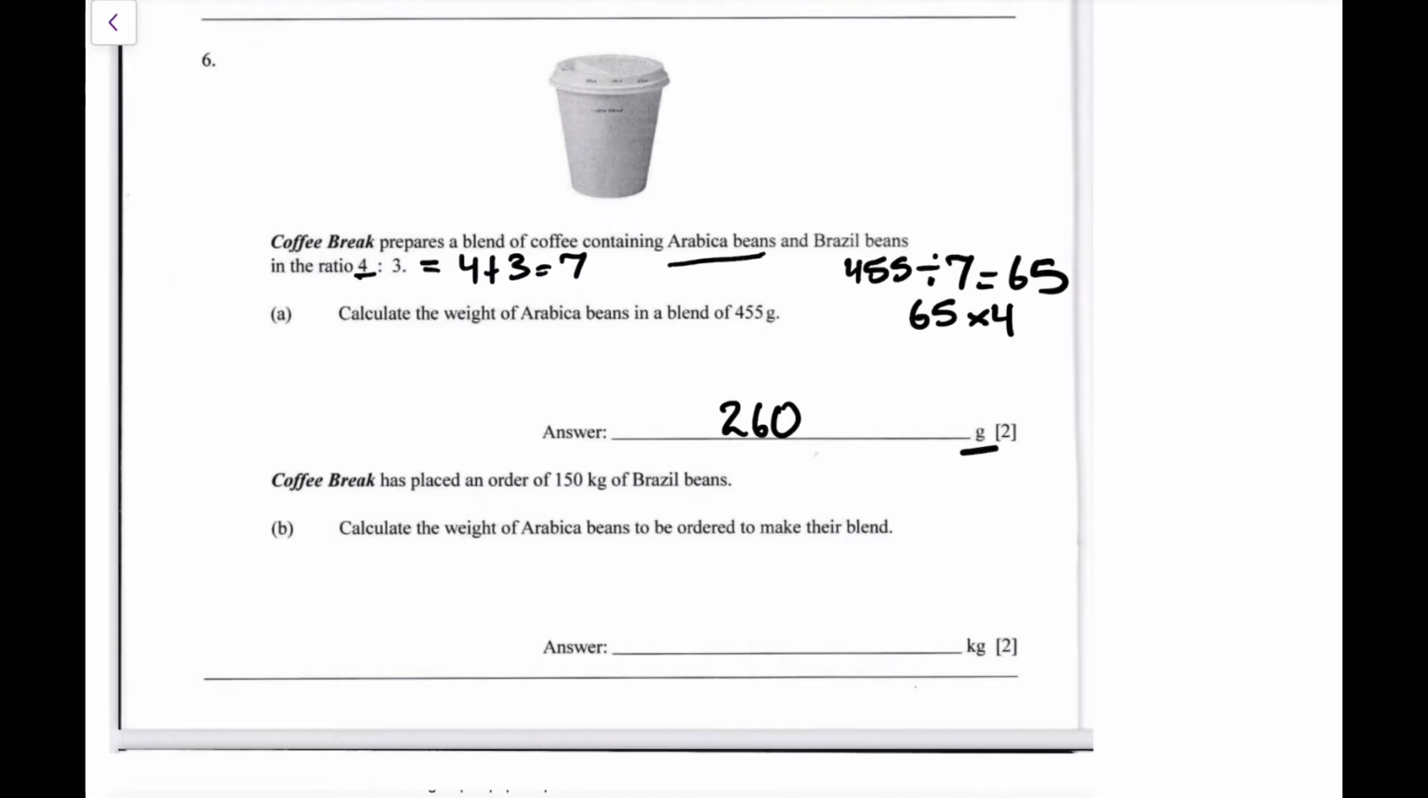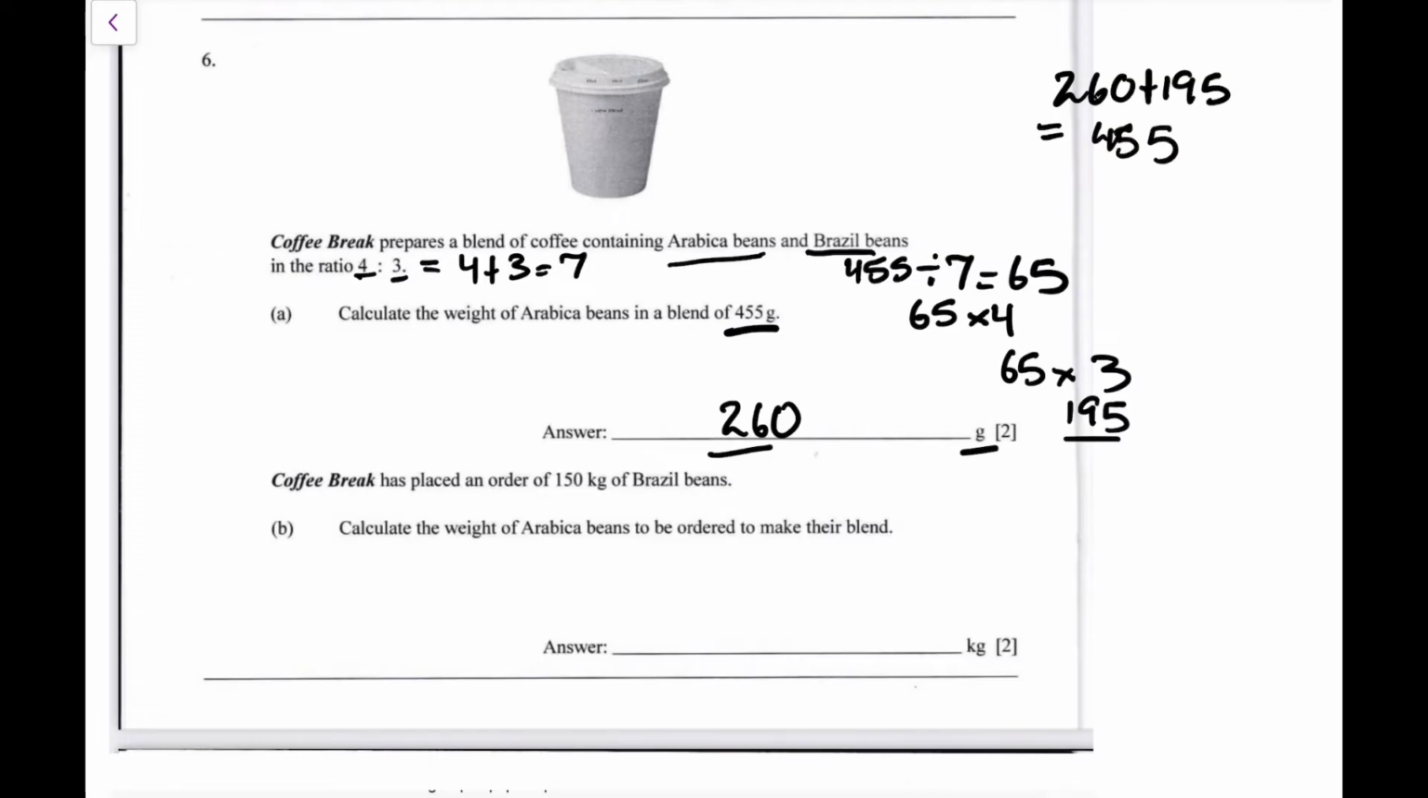And if you wanted to figure out the amount for Brazil beans, we would just multiply this 65 by 3, because the Brazil beans are in the ratio of 3, and 65 times 3 is 195. And to check your answer, you could just add up the 260 plus the 195, and that should give you the blend of 455 grams. So 260 plus 195 is 455. So that part of the answer is correct.